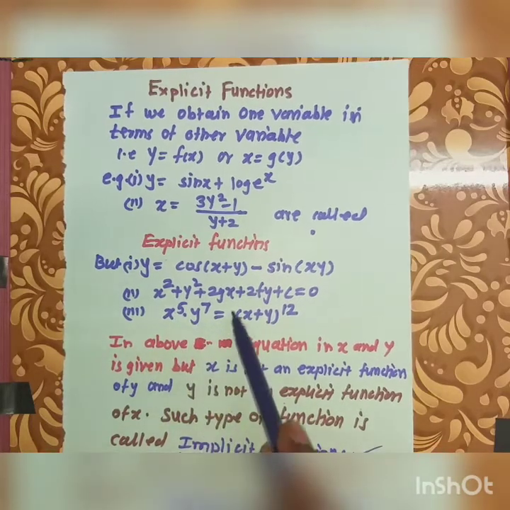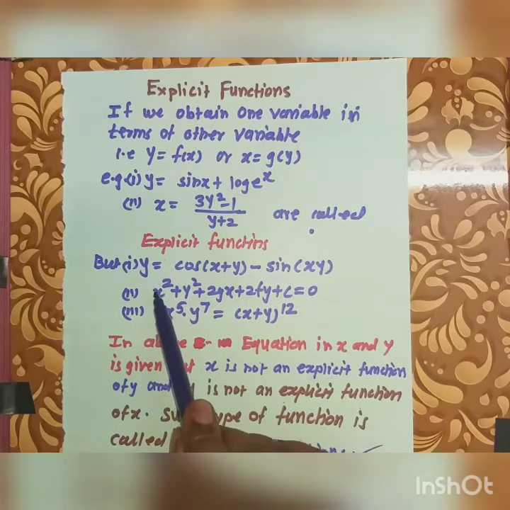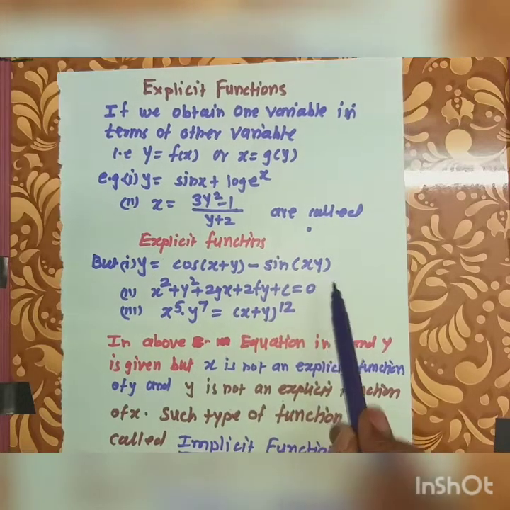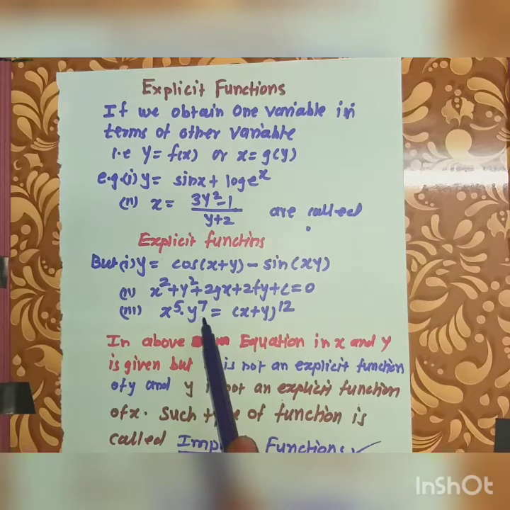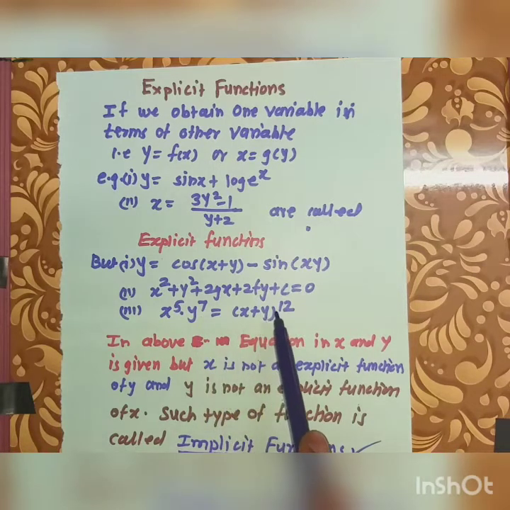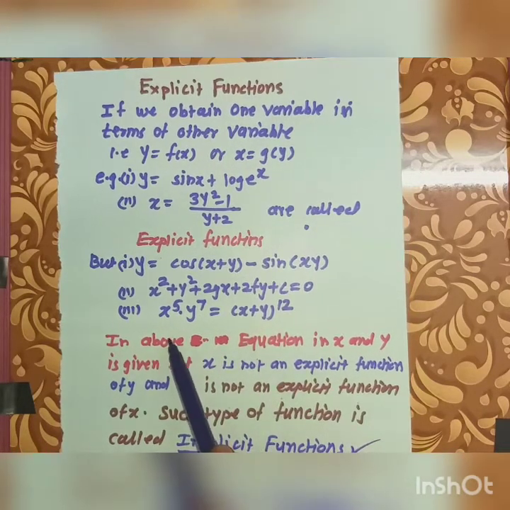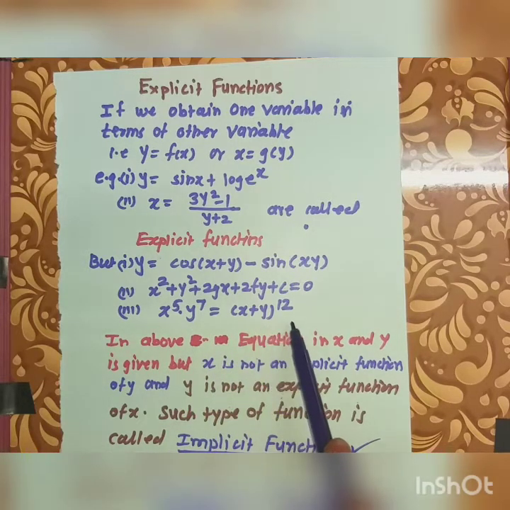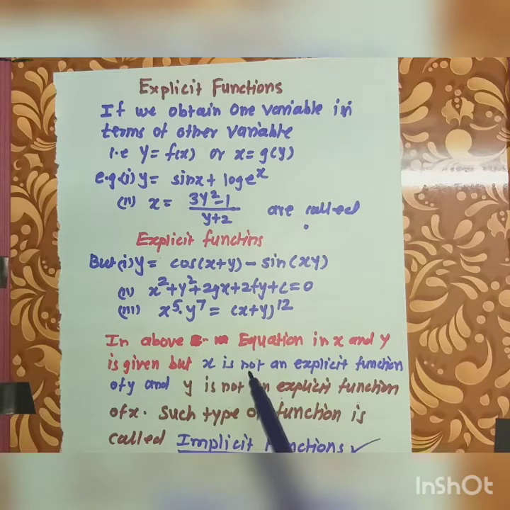Now we take three examples. Y is equal to cos of (x plus y) minus sin of xy; x square plus y square plus 2gx plus 2fy plus c is equal to 0; and third is x raised to 5 times y raised to 7 is equal to (x plus y) raised to 12. In the above equations, x and y are given, but x is not an explicit function of y, or y is not an explicit function of x.